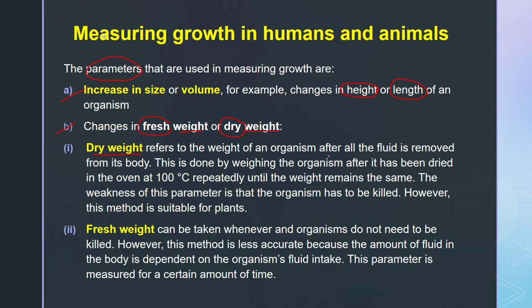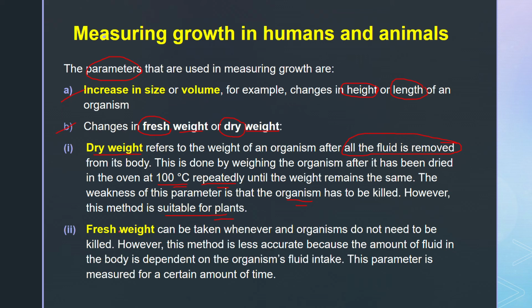It refers to the weight of an organism after all the fluid is removed from the body. And this is done by weighing the organism after it has been dried in the oven at 100 degrees Celsius repeatedly until the weight remains the same, no longer changes. So the weakness is that it's quite obvious that to obtain this dry weight, the organism has to be killed. However, it is more suitable for plants.